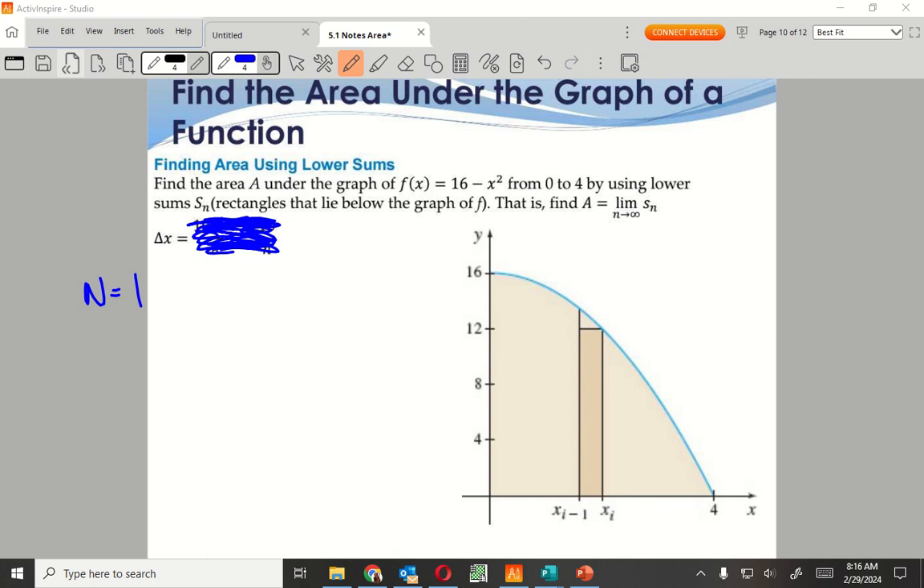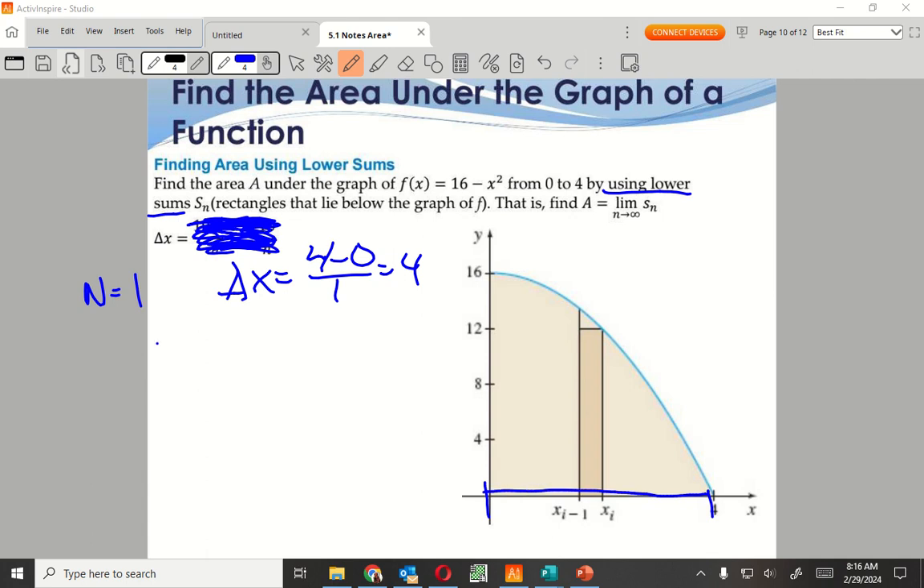I was hoping you guys would get this one pretty quick. Delta x would give me b minus a, 4 minus 0 divided by 1, which is 4. So that means the width of my rectangle is going to be 4 units. From here to here is 4 units, isn't it? And we're using the lower sums. So in this case, is it going to be the right-hand side or the left-hand side? Right hand. It's the right-hand side, right?